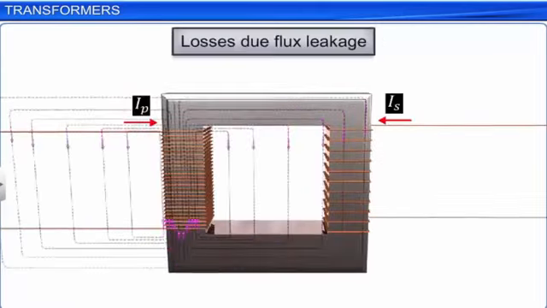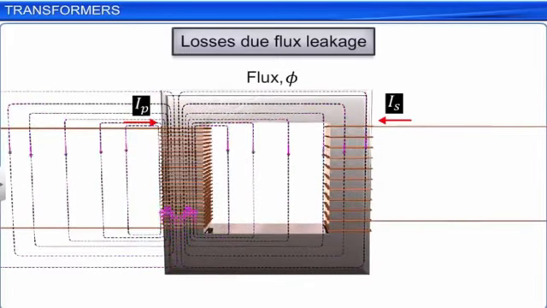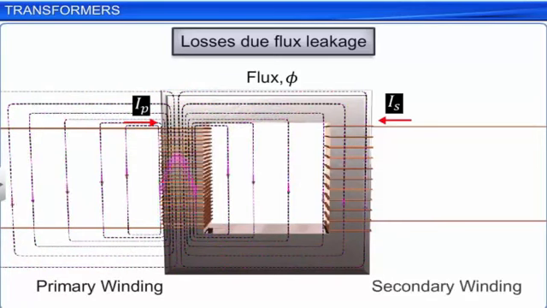Flux leakage can never be completely eliminated, as not all the flux due to the primary passes through the secondary due to poor design of the core or the air gaps in the core. To minimize the flux leakage, the primary and the secondary coils are wound one over the other.